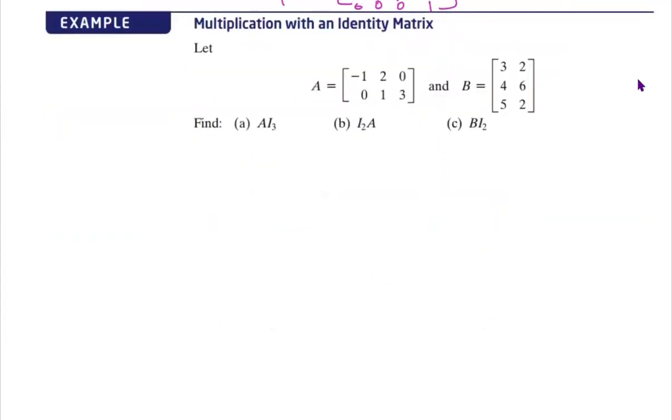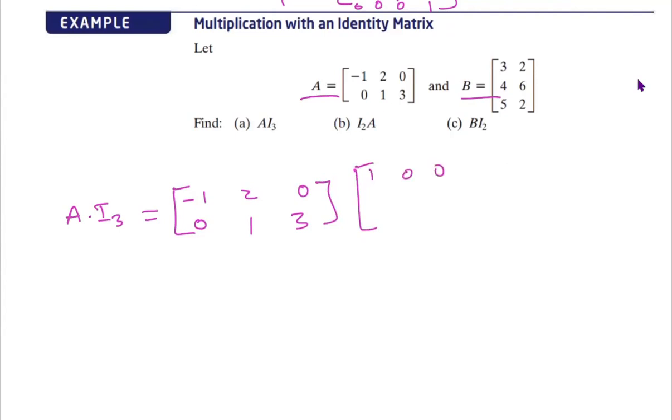Now let's perform some products. We're just going to see, right? So first we have A equals this and B equals that. We're going to multiply A times I3. So that is A, -1, 2, 0, 0, 1, 3 times I3. I3 is 1, 0, 0, 0, 1, 0, and 0, 0, 1. That's an I3.